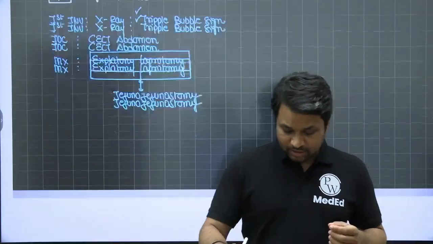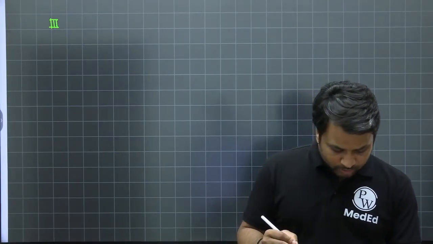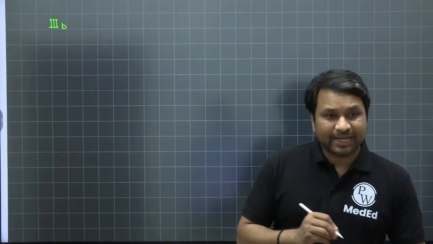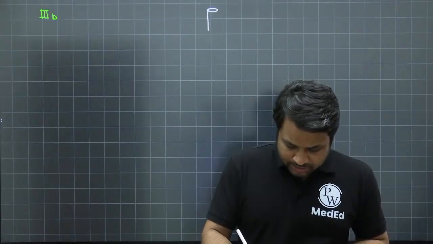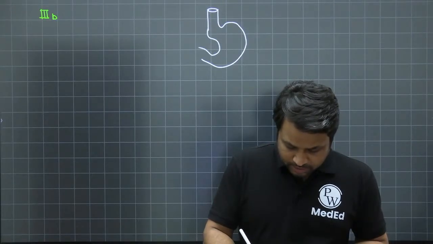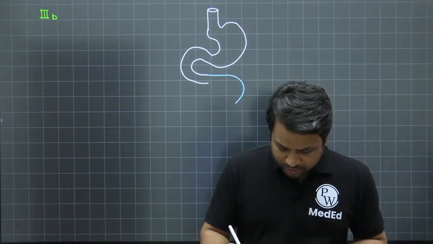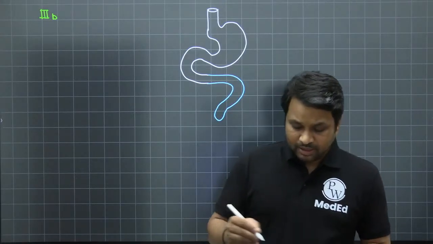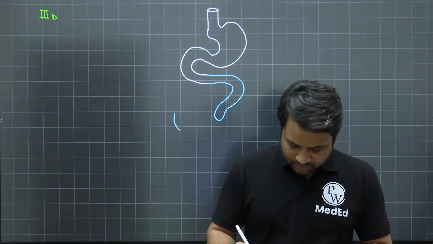But if you're a resident and you're watching this, you would want to know something extra about jejunal atresia, and that I would like to tell you about the type 3B variety. In a type 3B variety, this happens to be the esophagus, this the stomach, this is the continuation of the duodenum, and this is the proximal end of the jejunum. The proximal end of the jejunum becomes atretic. The distal end of the jejunum is present here.